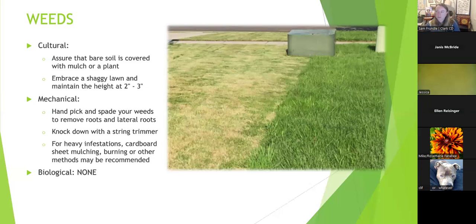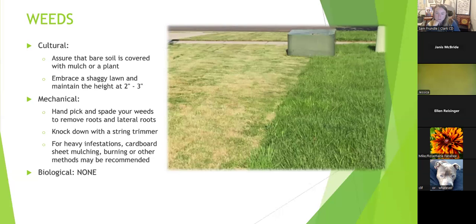Another thing we can do is just kind of embrace a shaggy lawn. If you have weeds growing in your lawn, maintain your height at 2 to 3 inches, and that's going to not let the weeds take hold. A short lawn is going to be more prone to weeds because the weed seeds land there and they now have sun, and they can take hold.